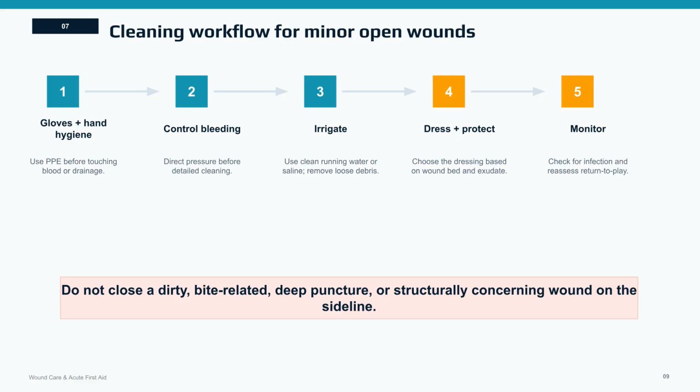The minor wound cleaning workflow includes gloves and hand hygiene, then controlling bleeding with direct pressure. Next, irrigate the wound and remove loose debris. After cleaning, dress and protect the wound based on its needs. Finally, monitor the wound for signs of infection and reassess return to play. Do not close high-risk wounds on the sideline.